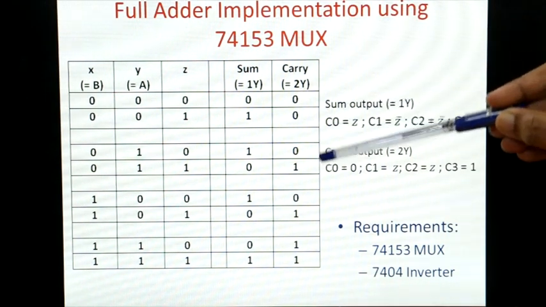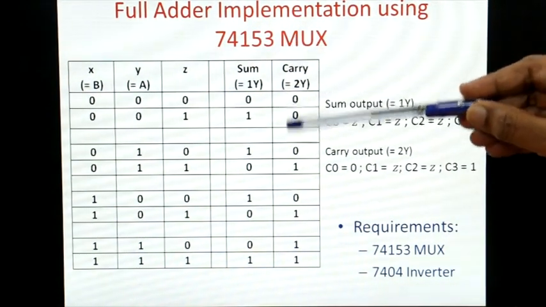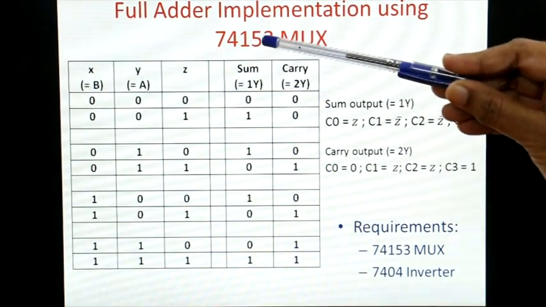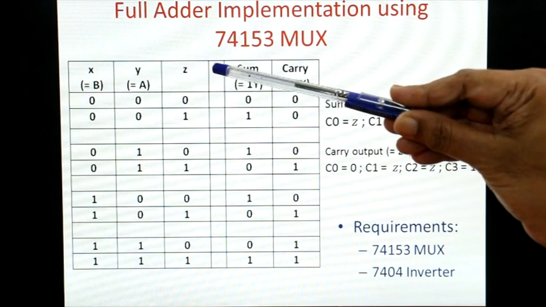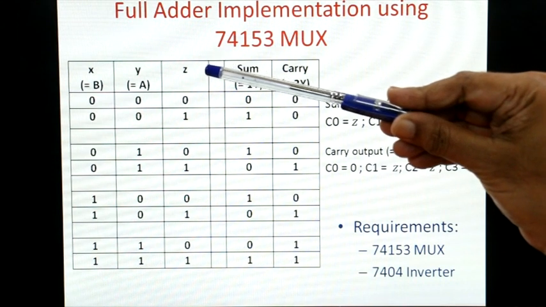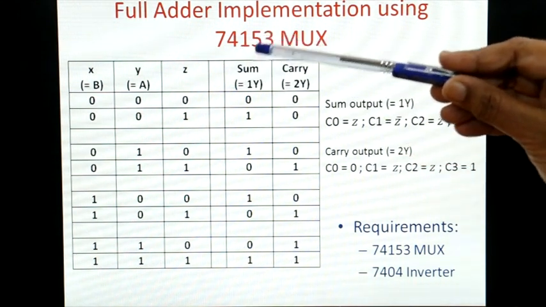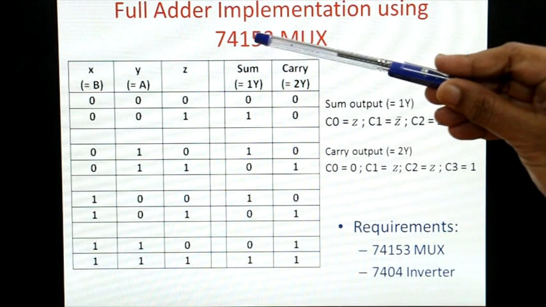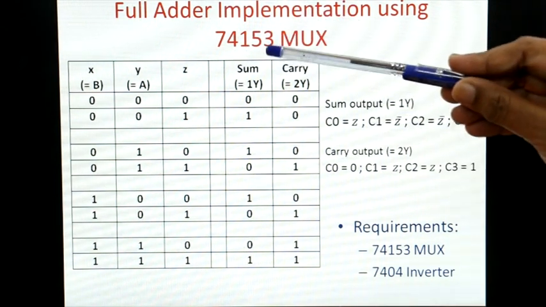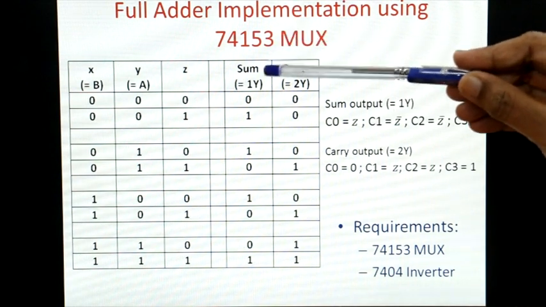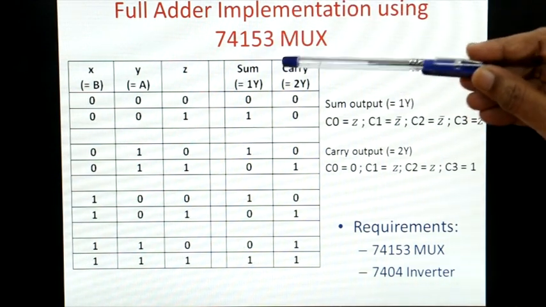You have written here the truth table. So X, Y are the inputs here. X is connected to B, which is the MSB. A is connected to the second variable, which is Y, and Z. Since you are using a 4-to-1 multiplexer, the data inputs will be functions of Z, and then you have sum and carry.